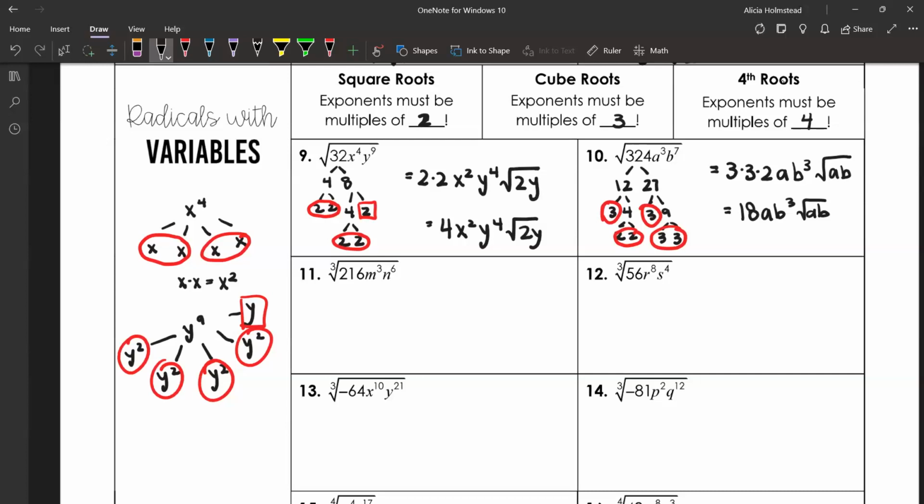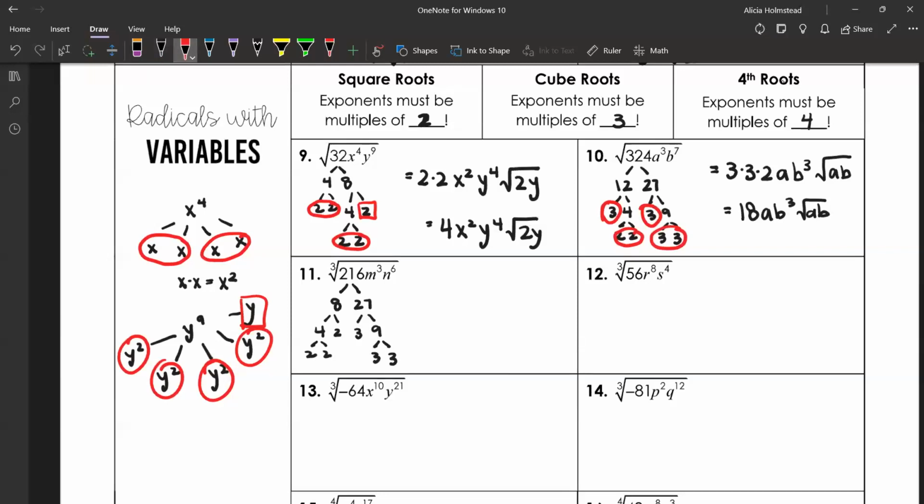Number 11, 216. I'll choose 8 and 27. 27 is 3 and 9. 8 is 4 and 2. 4 is 2 and 2. 9 is 3 and 3.